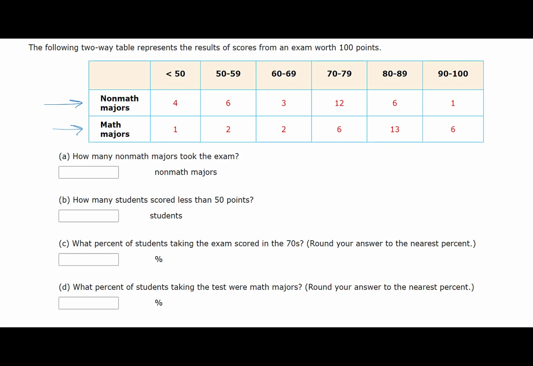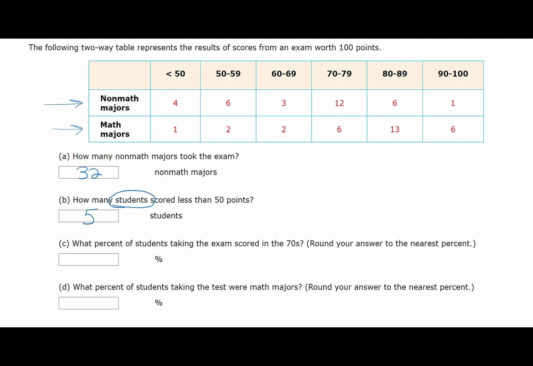Question A says how many non-math majors took the exam? We need to add 4, 6, 3, 12, 6, and 1 together. And once you add all of those non-math majors together, you have 32. Question B, how many students scored less than 50 points? Do you see how this one just says students? It doesn't specifically say math majors or non-math majors, so we're going to count both majors and non-majors who scored less than 50, which is 4 plus 1, which is a total of 5 students scored less than 50.